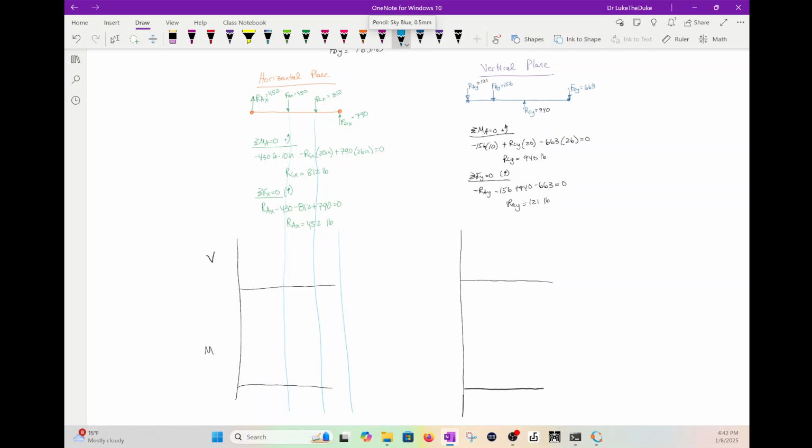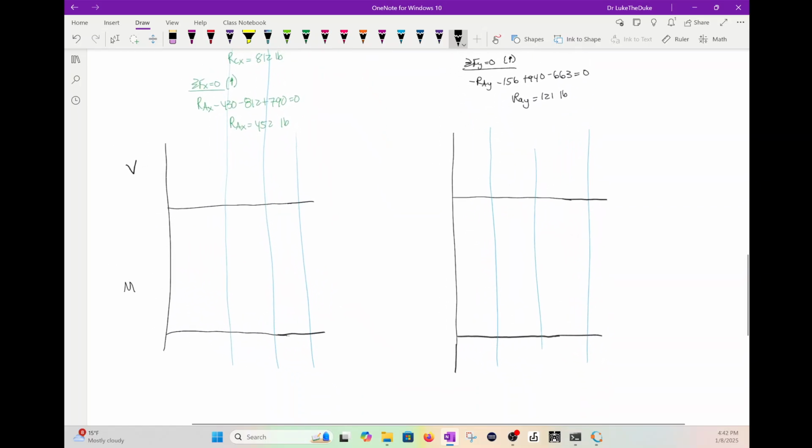Got to draw that more. And I'll draw that more. Okay. So those are our A, B, C, and D locations.